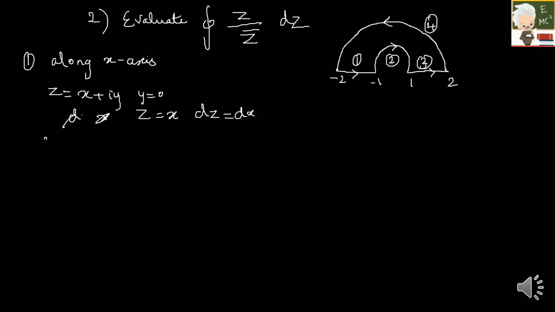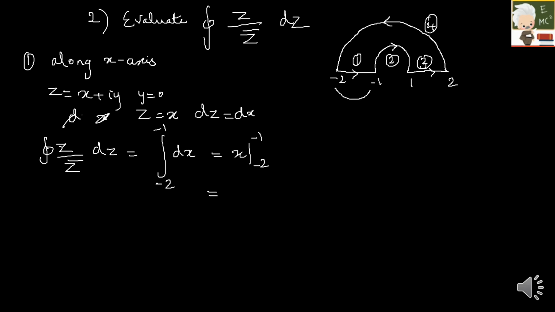So what is our actual integral? It was closed integral z by z bar into dz. This I will write as z by z bar, which is going to be x by x, nothing but 1, and then dz I can write as dx. What are your limits? If you look into the figure, it is from minus 2 to minus 1. So if you are solving this, x with the limits from minus 2 to minus 1, you will get minus 1, and minus of minus 2 will become plus 2. So your answer is 1. Okay, this is for region 1.